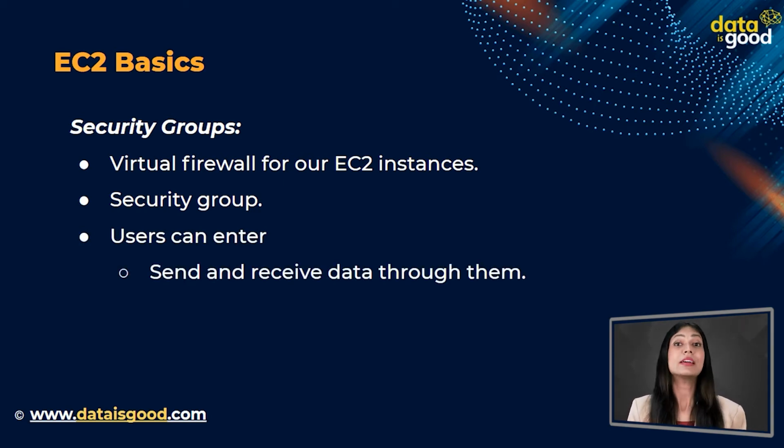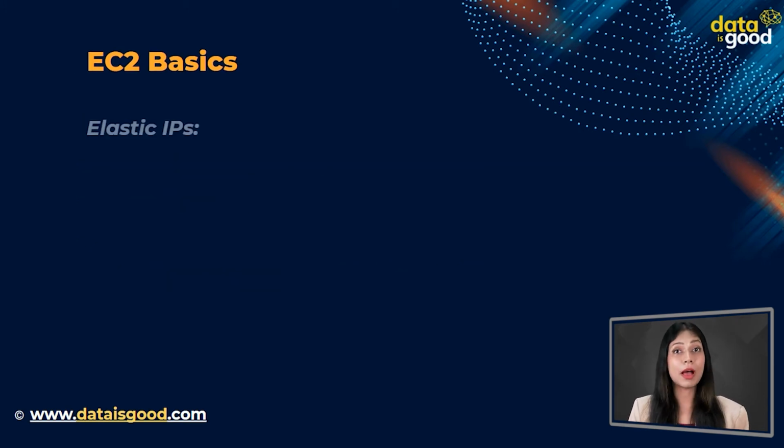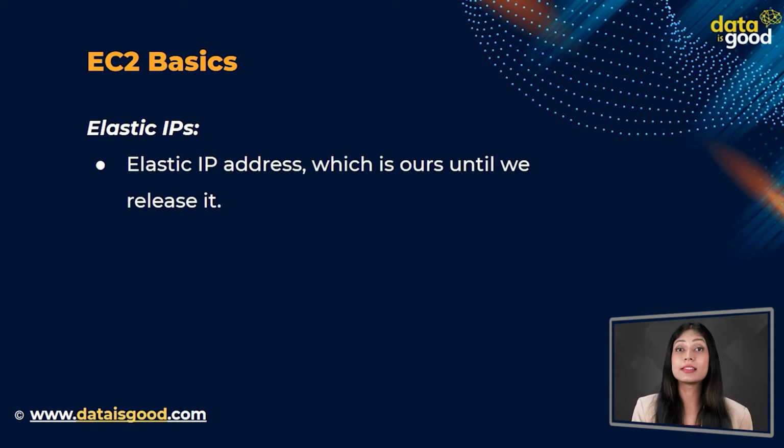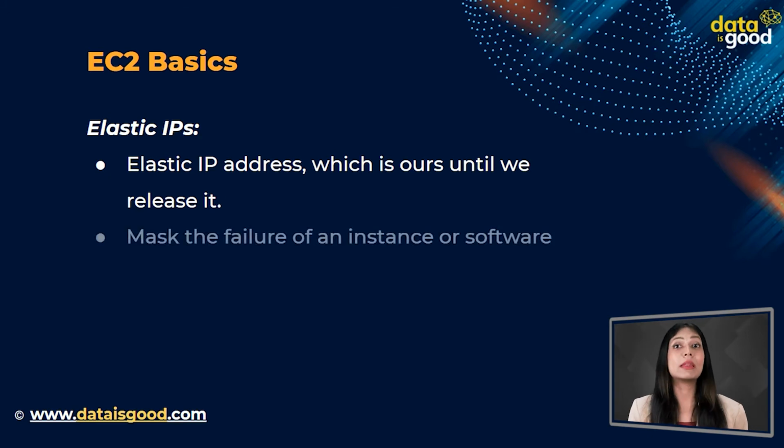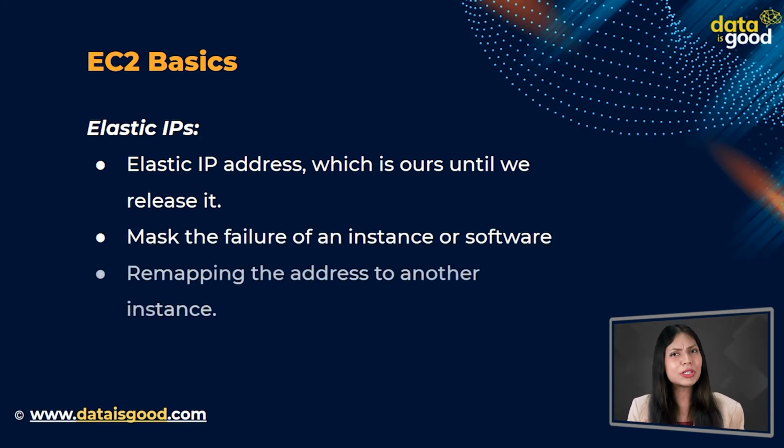The next topic that we will be talking about is elastic IPs. Our AWS account is assigned an elastic IP address, which is ours until we release it. We can mask the failure of an instance or software by immediately remapping the address to another instance in our account using an elastic IP address.